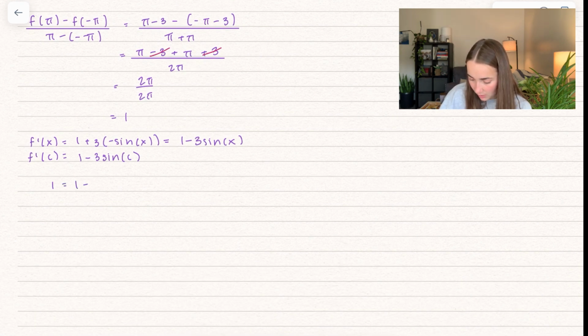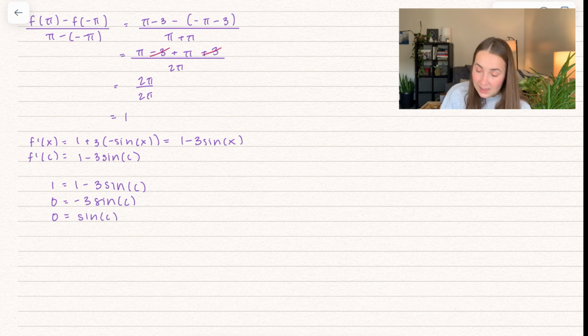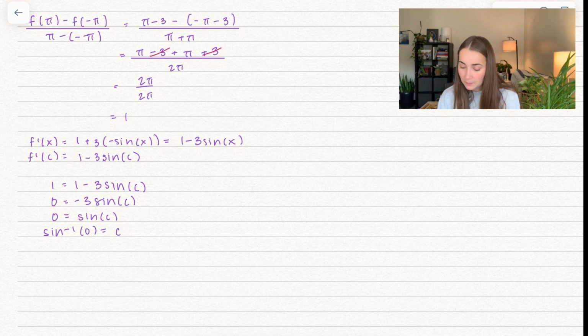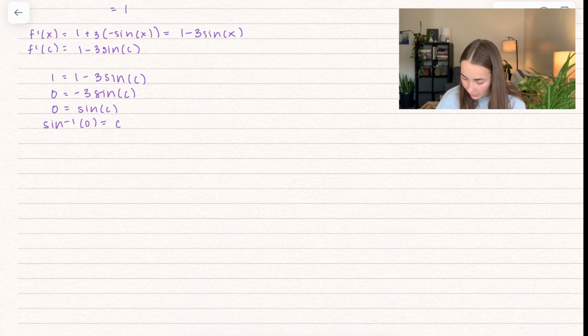So we have 1 is equal to 1 minus 3 times sine of c. Subtracting 1 from both sides gives us 0 is equal to negative 3 sine of c. And I can divide by that negative 3, so I have 0 is equal to sine of c. Taking inverse sine of both sides, I get the inverse sine of 0 is equal to just c. And now we want to look for the angles at which sine is 0. So I'm going to go ahead and draw out the graph.